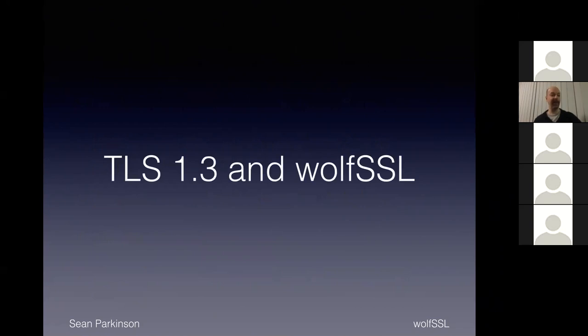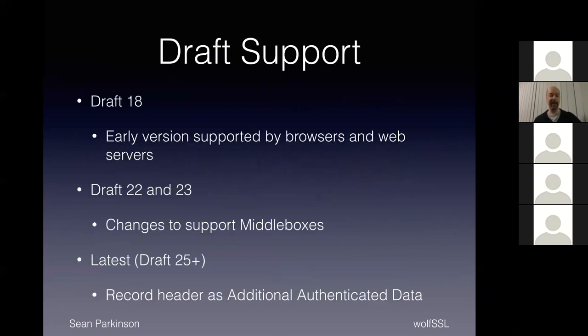So now I'll tell you about using TLS 1.3 in wolfSSL. There have been many drafts that have come out in the last year, and wolfSSL supports a number of these. The first draft that came out was draft 18, and it was an early version that had been supported by browsers and web servers to see how things were going. They were mainly testing implementation, interoperability, and any network issues that may arise. As a result of these tests, and they're quite extensive tests, with lots of measurements going on to see how it was performing, drafts 22 and 23 came out with changes to support middle boxes.